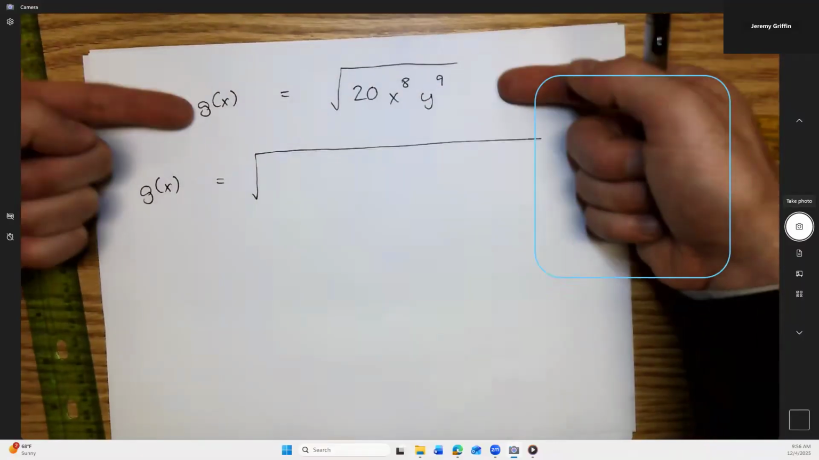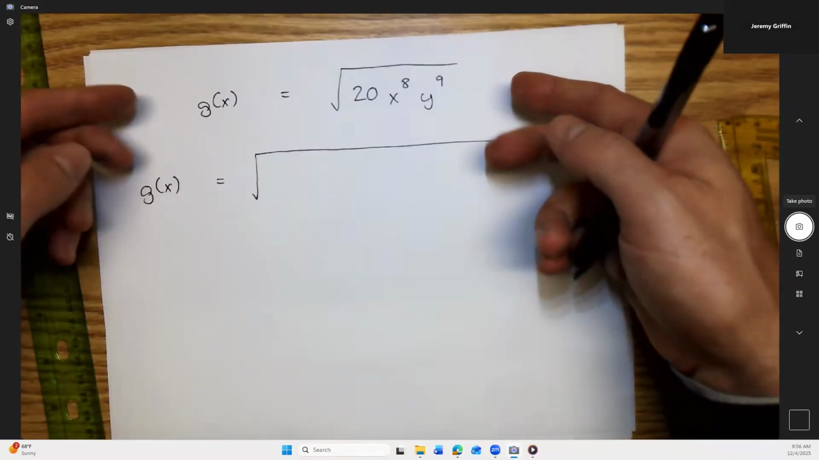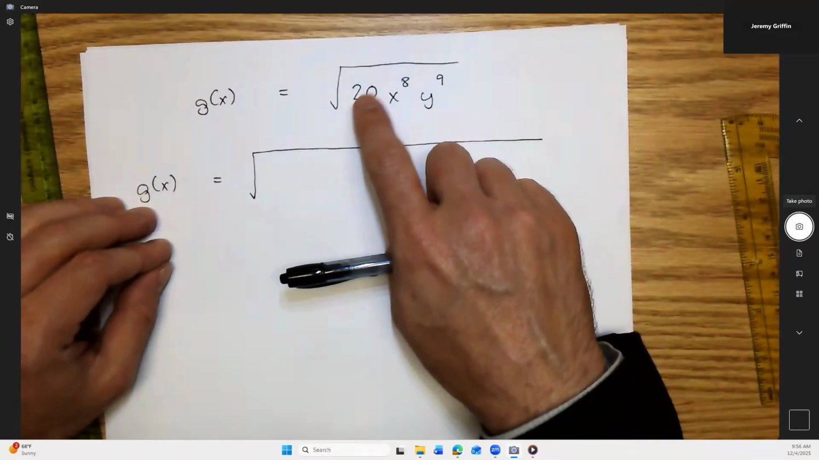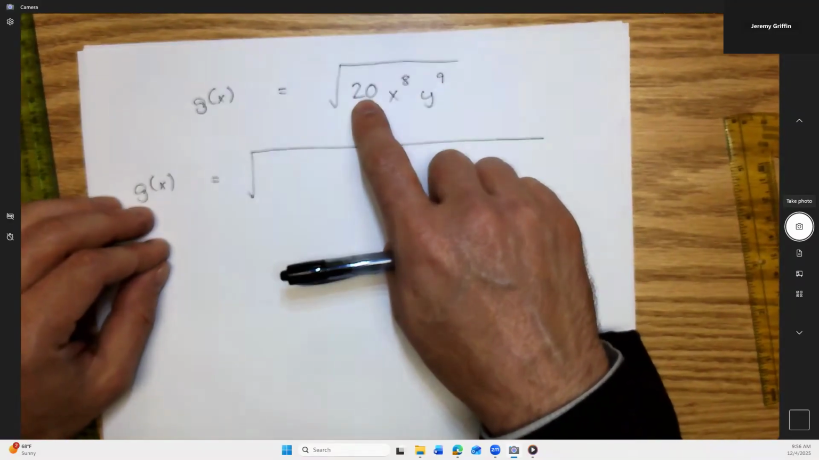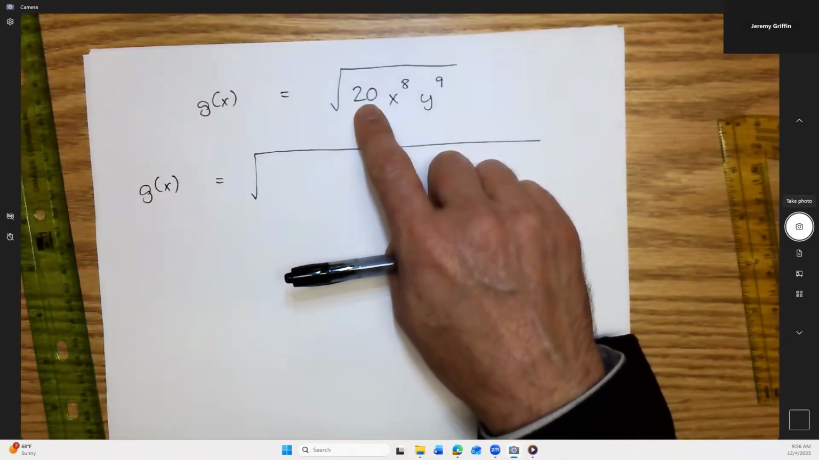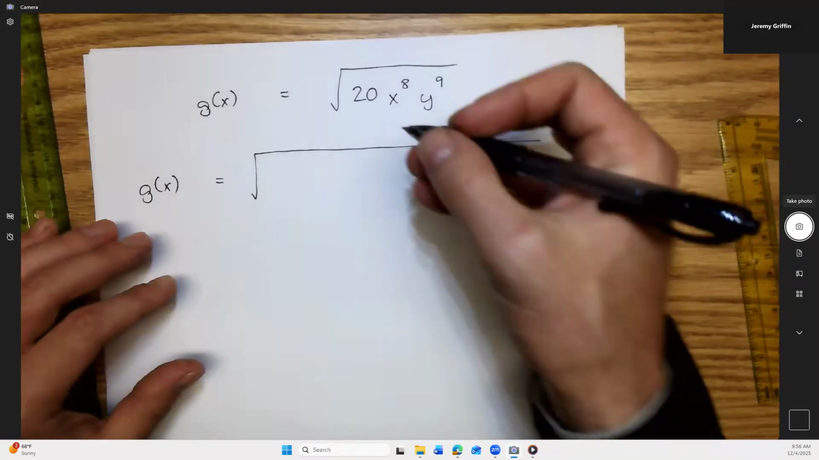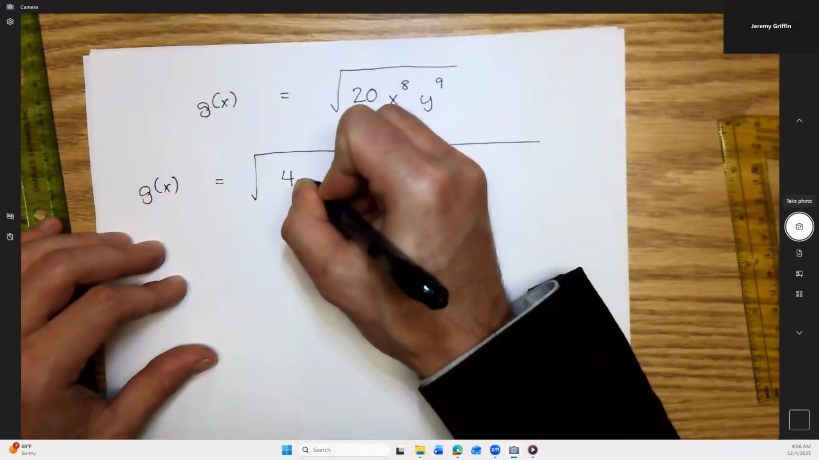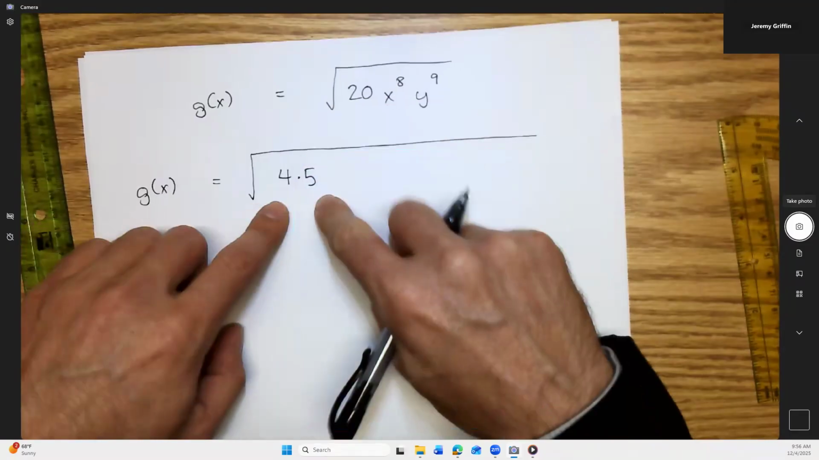Okay, so here's the question. How can you simplify this? If you see a number like this, I would break this down into its primes. Guys, 20 is what times what? 4 times 5. You could break that down to 2 times 2 times 5. Actually, I'll just see that as 4 times 5. So that takes the place of 20.